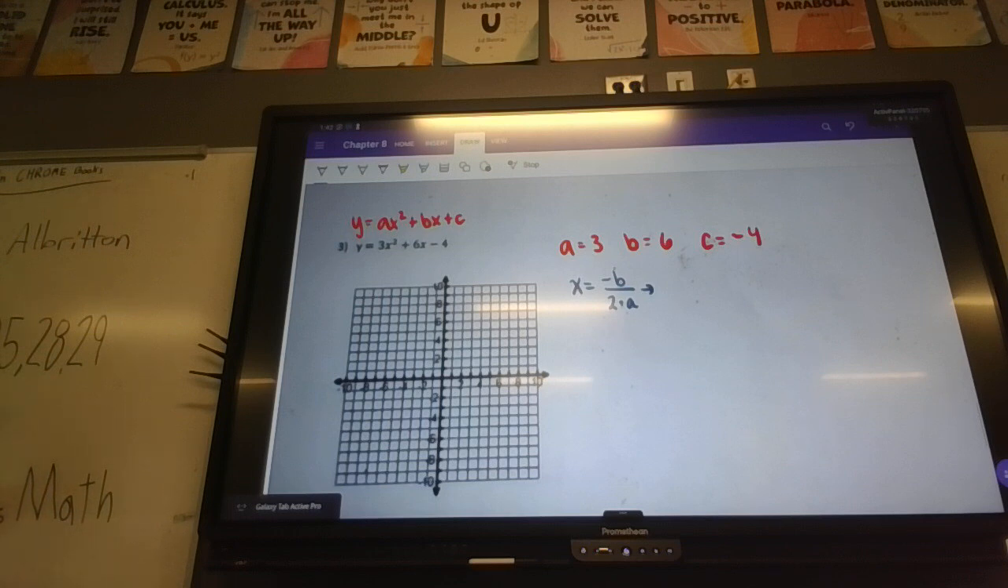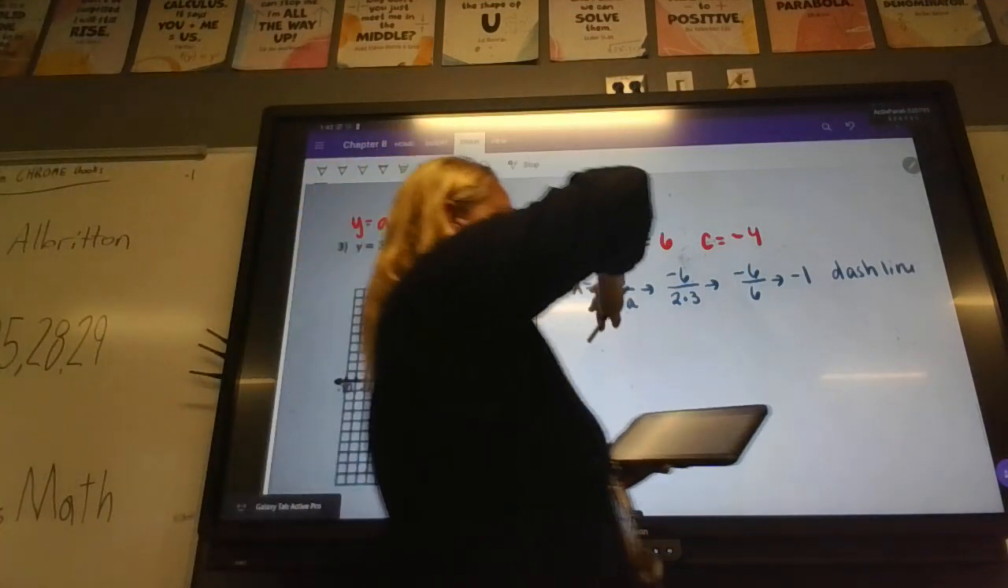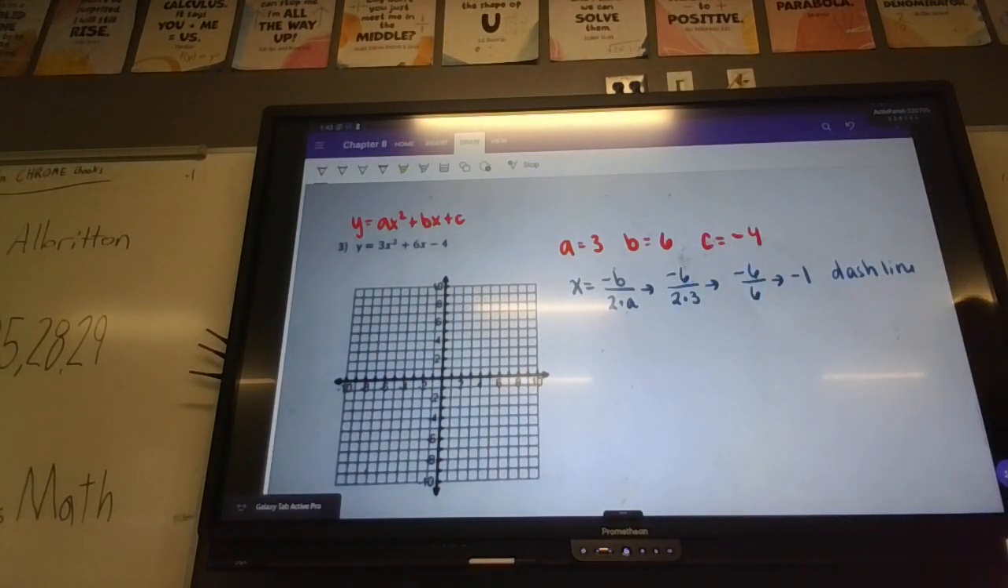Are you guys going to try it? Okay. That's awesome. Who got negative 1? Anybody was? Yes. Good job, you guys. Now remember, that formula is a dashed line. That's axis of symmetry.